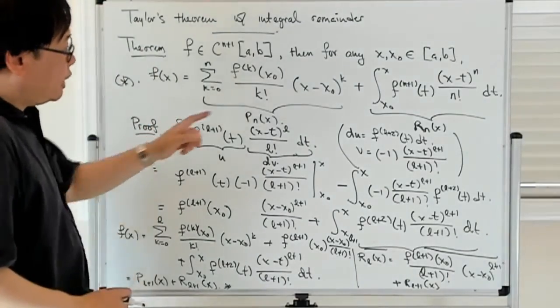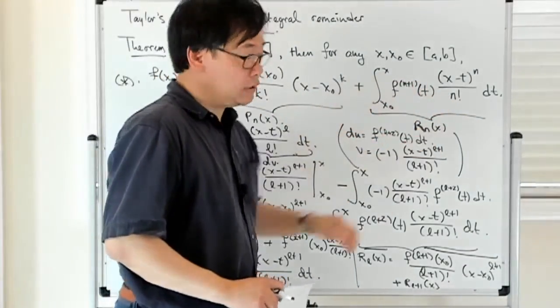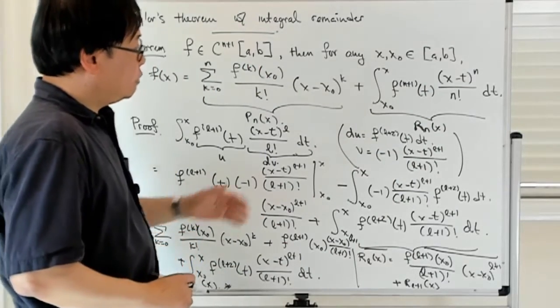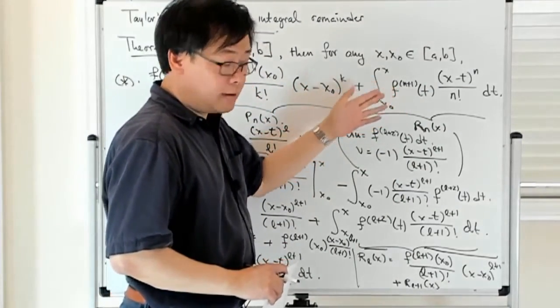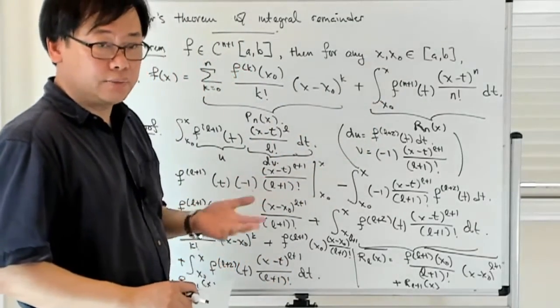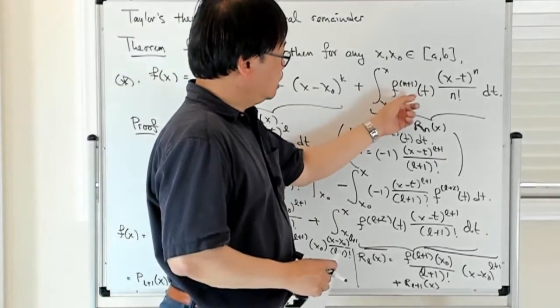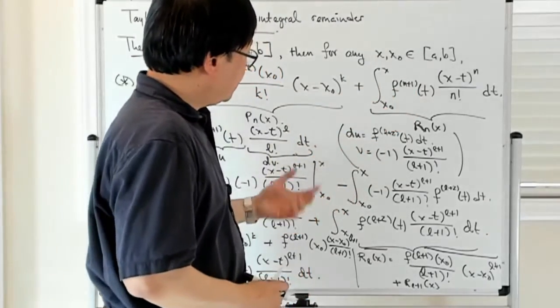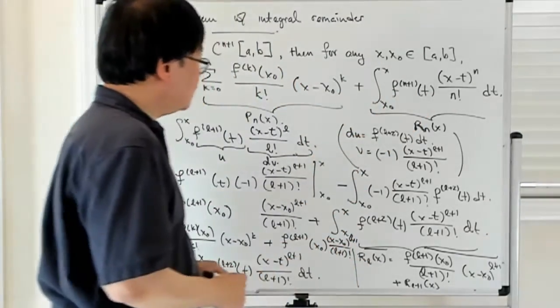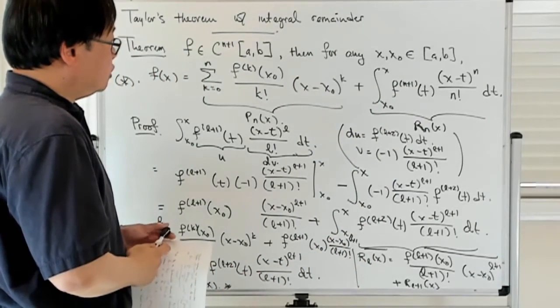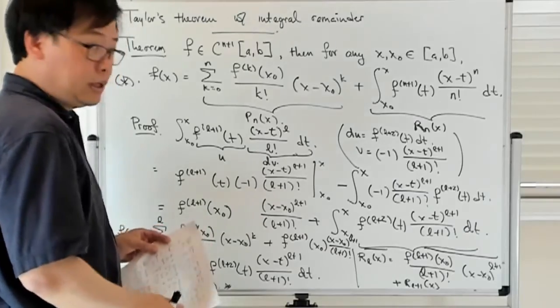And again, once you have this integral expression for the remainder term, you can apply the mean value theorem for integrals in order to get the more familiar expression, where the remainder term is in terms of the usual expression which we've seen before. Okay, so anyway, let me just stop here for now.